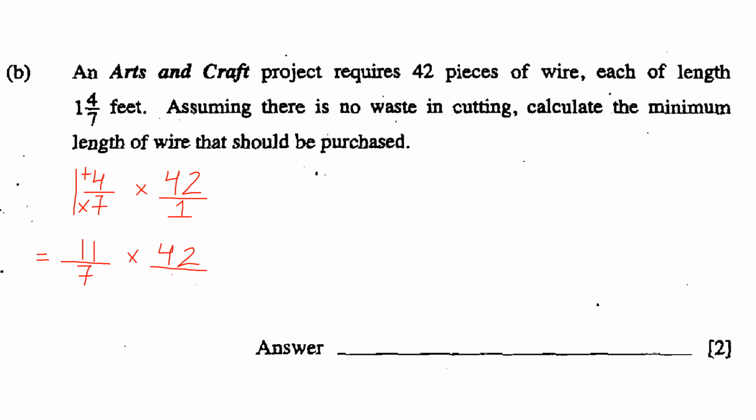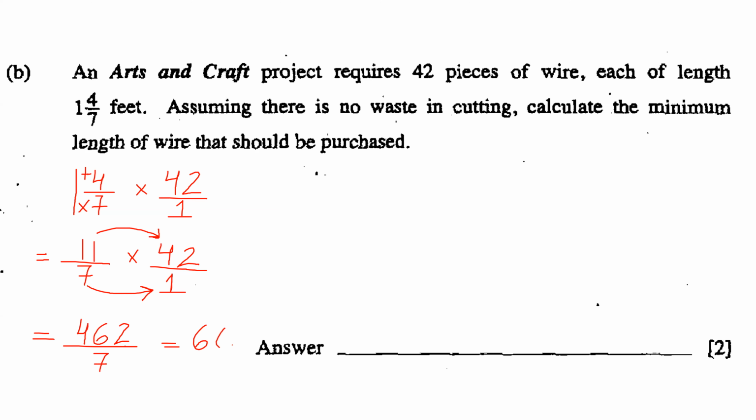42 over 1. All right, let's multiply. What is 11 times 42? 11 times 42 is 462. That's 462 divided by 7. So we have 462 divided by 7, and this bar means divided by. How do we get that? We multiply the 11 by the 42, and multiply the 7 by the 1 to get 7. So we have 462 divided by 7, and that's going to be 66.